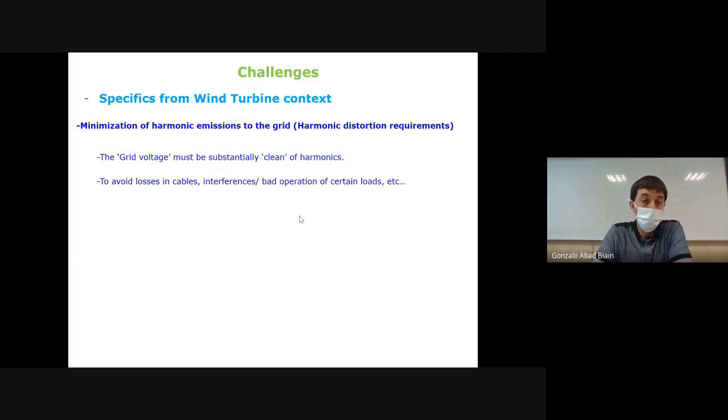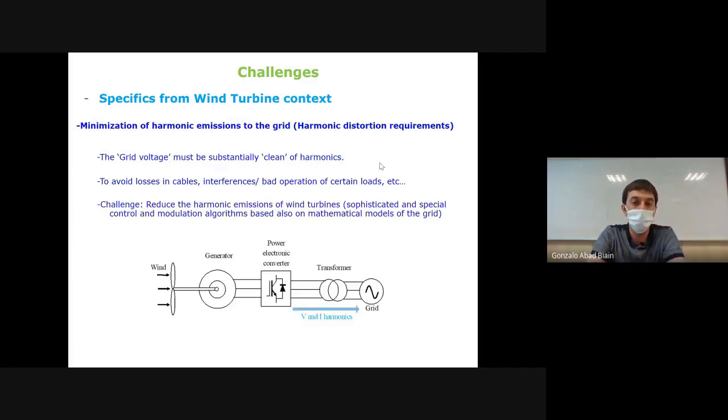In order to do what? In order to avoid losses in the transmission cables, for instance. If there are harmonics, those produce power losses, and that's not good. Or even more, if the voltage is corrupted or distorted by harmonics, certain loads could operate improperly. So obviously, the grid voltage should be a sinusoidal 50 Hz voltage.